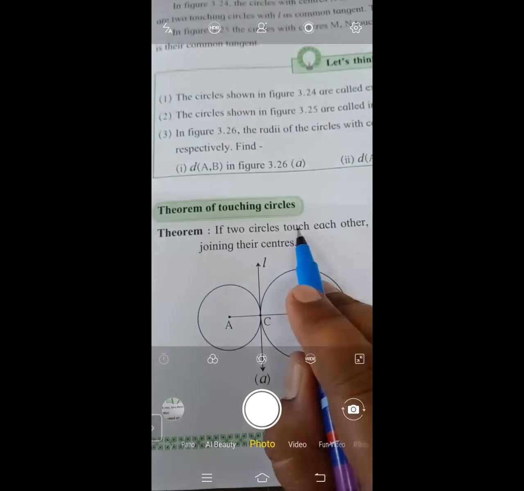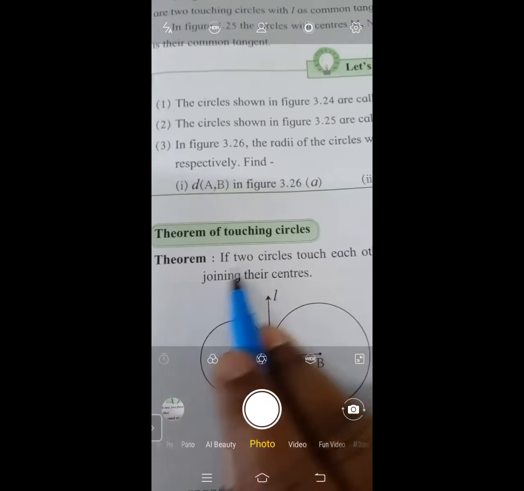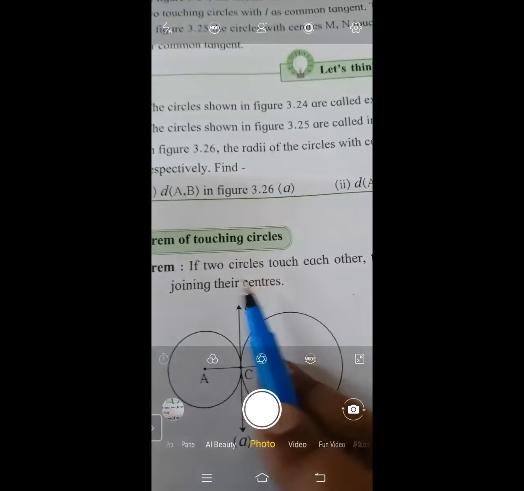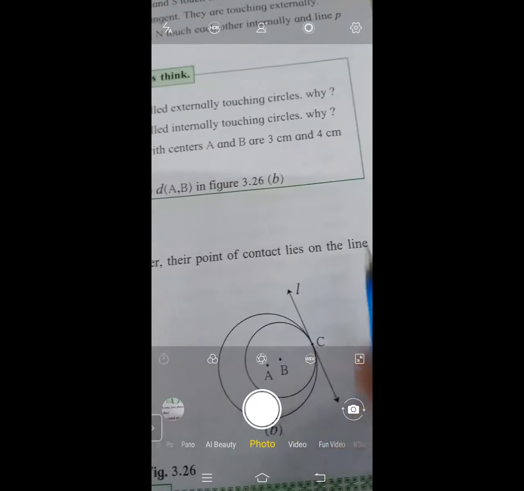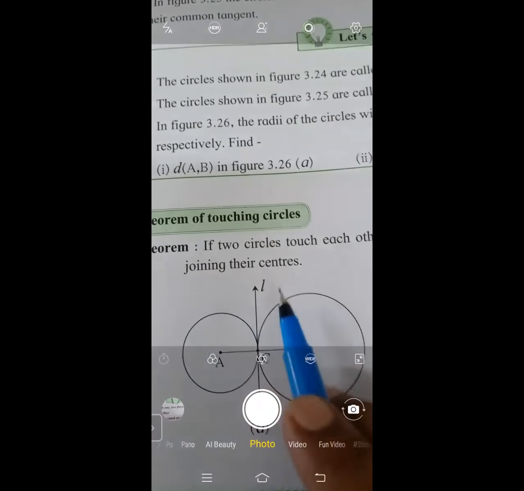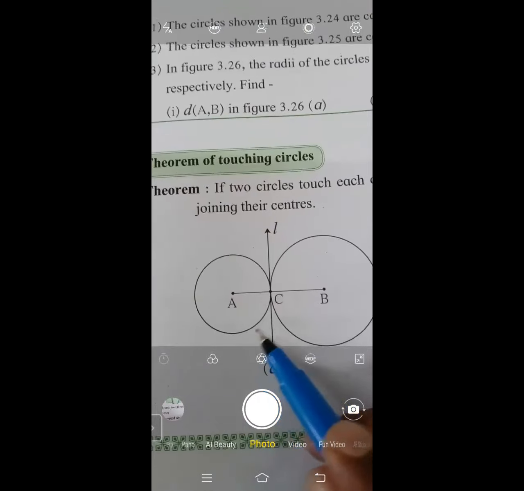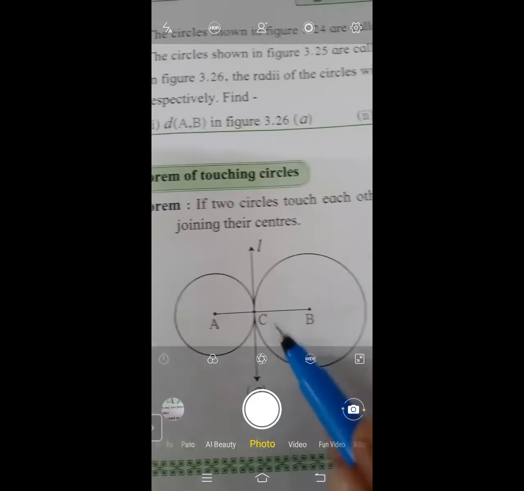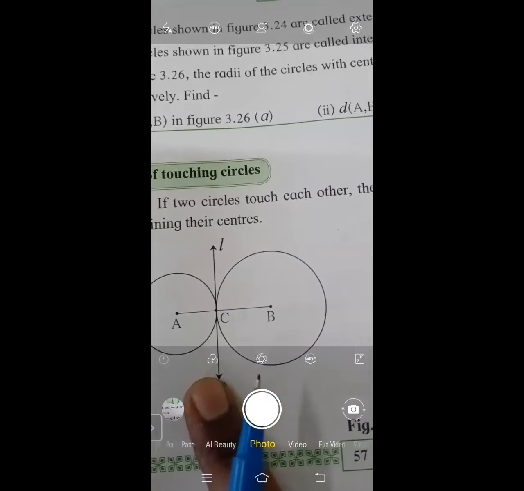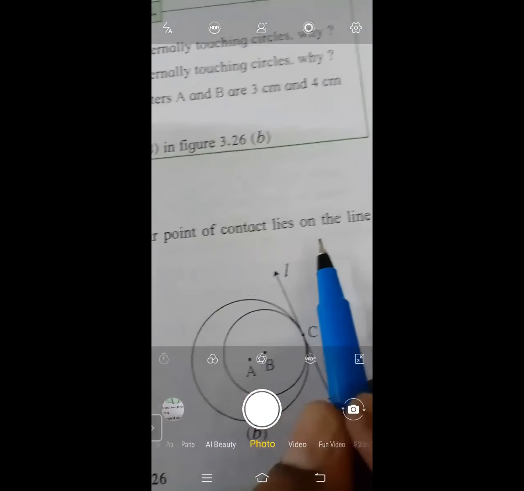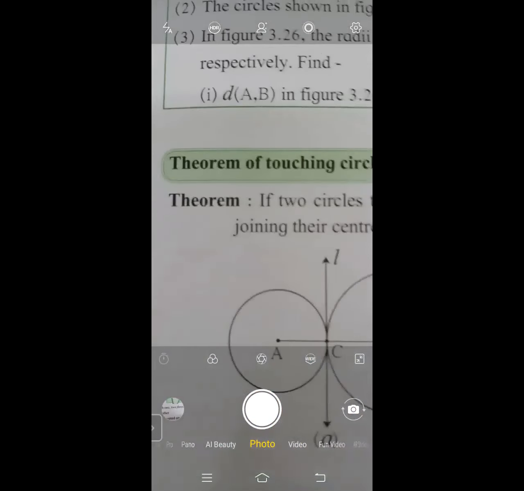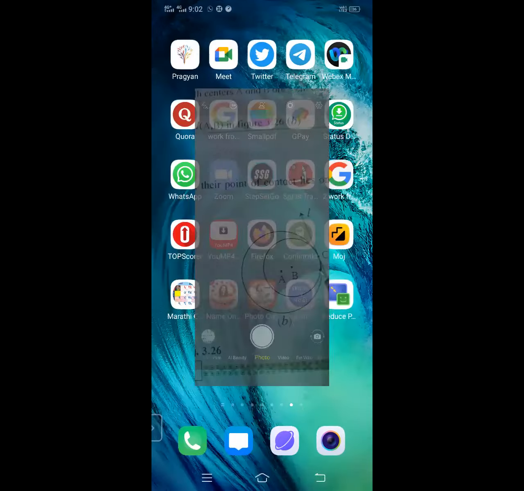Theorem of touching circles. What does the statement of this theorem state? The theorem states that if two circles touch each other, their point of contact lies on the line joining their centers. So if two circles are touching each other, as well as these two circles are touching each other, their point of contact lies on the line. This is the point of contact C. It lies on the line joining the centers.